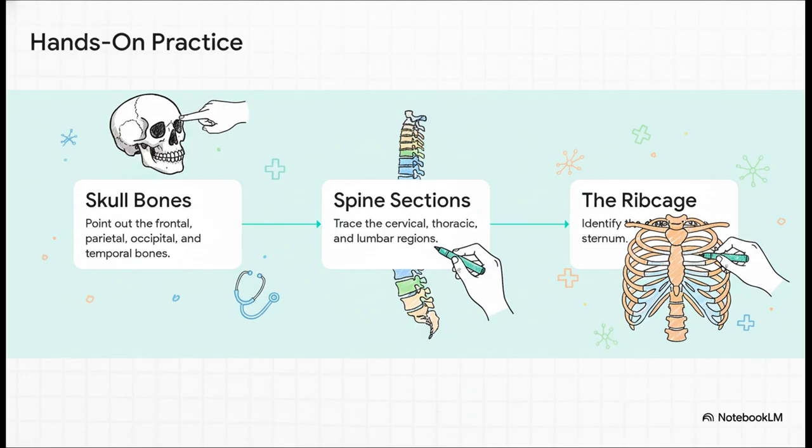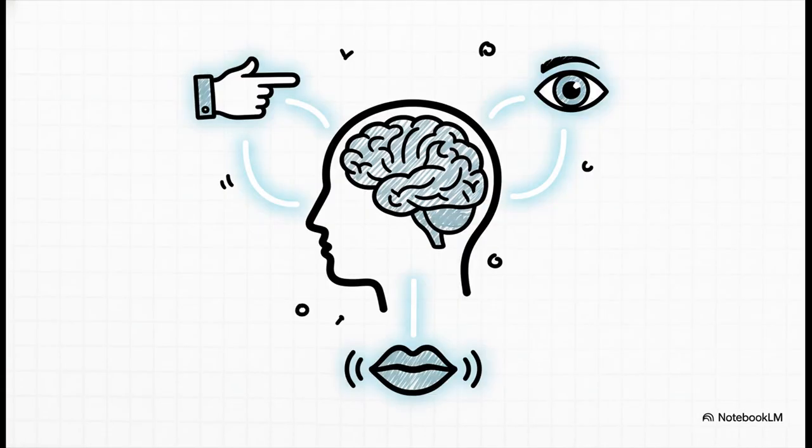Start at your neck, that's the 7 cervical vertebrae. Follow that down your back to the 12 thoracic vertebrae. That's where your ribs attach. And finally, in your lower back, feel those 5 big, sturdy lumbar vertebrae. Last up, the rib cage. Trace a few of your ribs with your fingers and find that flat bone right in the center of your chest. That's your sternum.